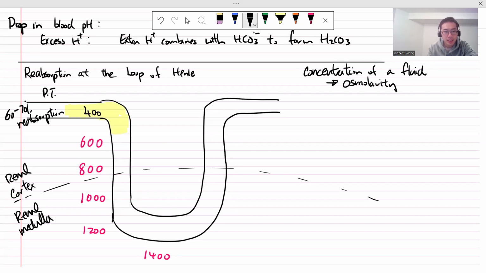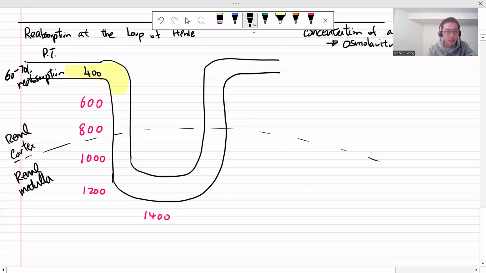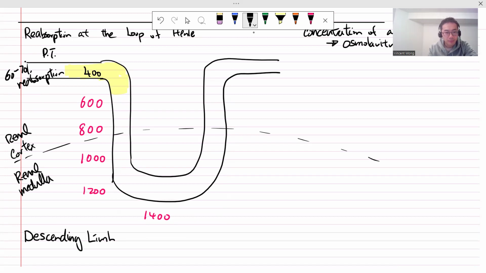So this here is the descending limb, right? Going down is the descending limb. Descending limb is only permeable to water. Only water can pass through.